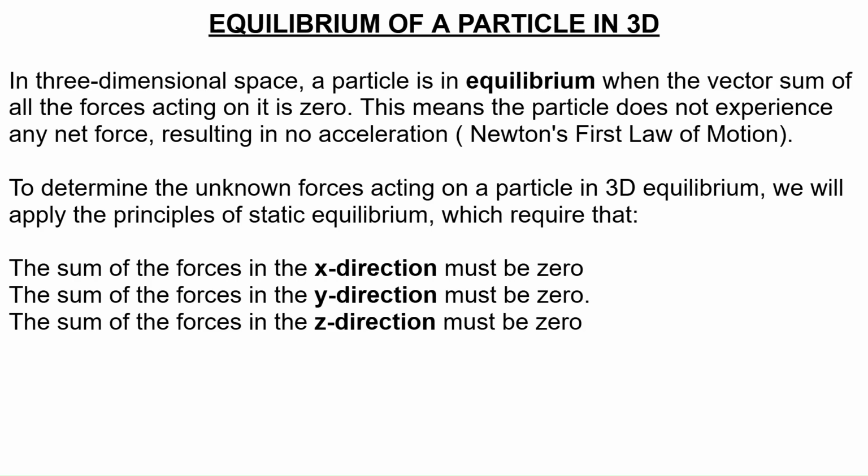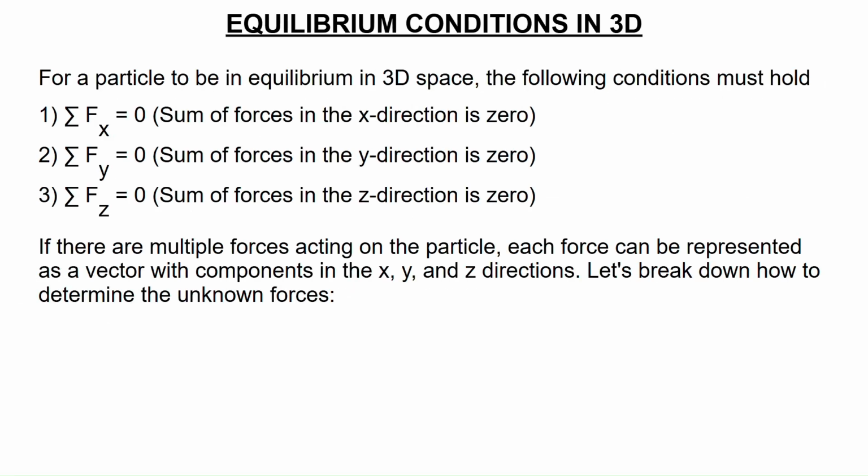To determine the unknown forces acting on a particle in 3D equilibrium, we will apply the principles of static equilibrium, which require that the sum of the forces in the x direction must be zero. The sum of the forces in the y direction must be zero. The sum of the forces in the z direction must be zero. If there are multiple forces acting on the particle, each force can be represented as a vector with components in the x, y, and z directions.